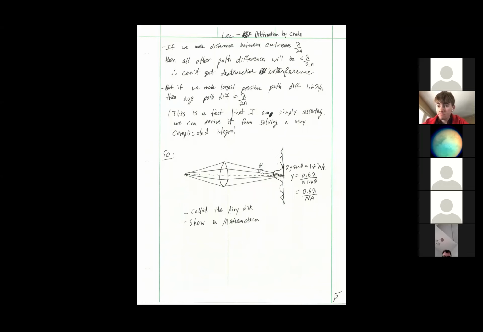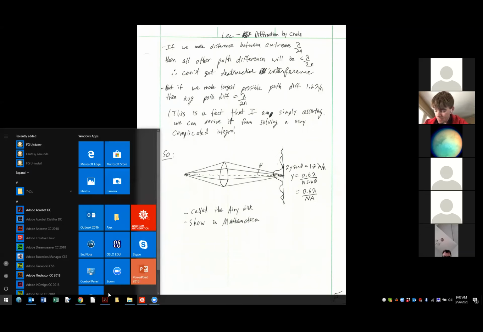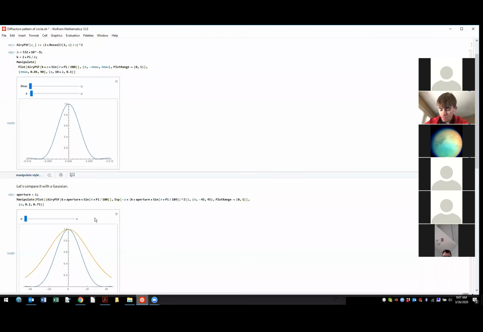And this ideal case where you get something called the Airy disk, because you've got a circle of radius 0.6 lambda over NA, that is the best possible case. And so Zmax gives you the option of showing the Airy disk to know how far off you are from the ideal. Let's switch to the Mathematica file. We can play with it.